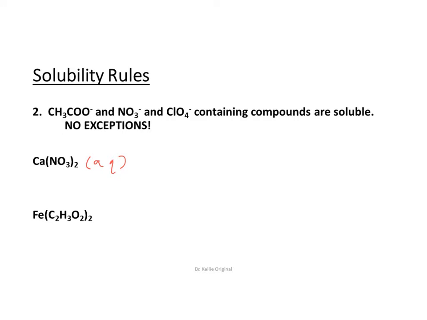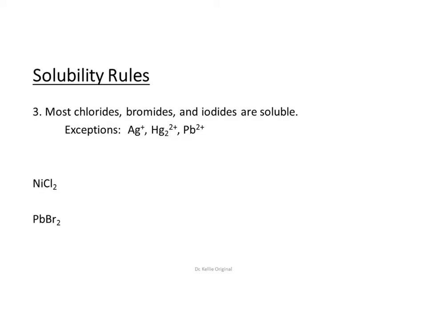Down here, we have iron 2 acetate. Is that soluble or insoluble? Well, we see it contains acetate. Remember, acetate can be written more than one way. We see it contains acetate, so it's soluble in water. Chemistry is easy, life is hard. And again, there are no exceptions to this rule. There are exceptions to the next rule, however. Most chlorides, bromides, and iodides are soluble, except silver, mercury 1, and lead 2.